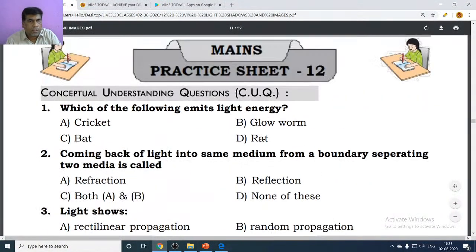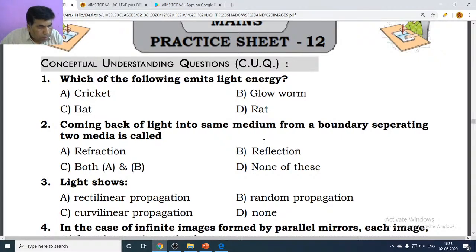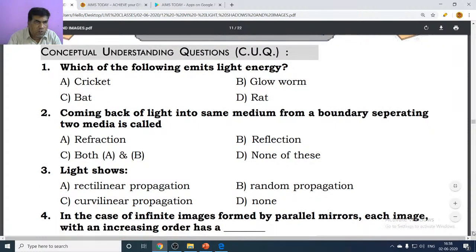In IIT-JEE exams or competitive exams, you will come across different types of questions based on the topic. So let's see the first question here.